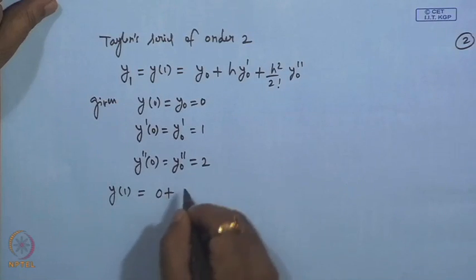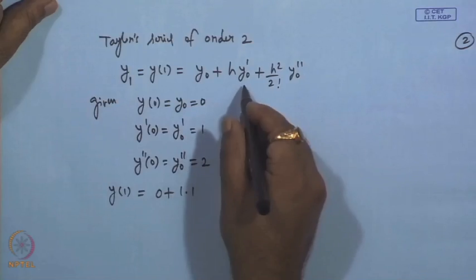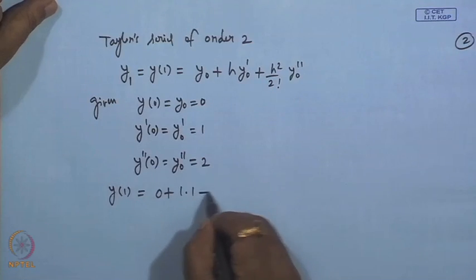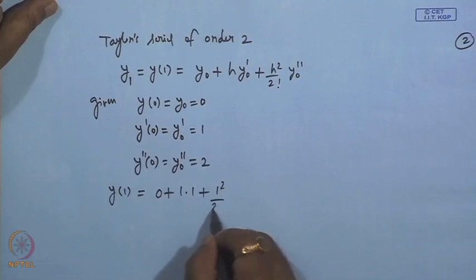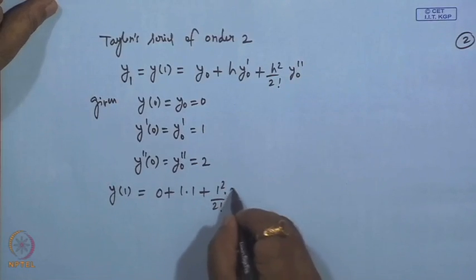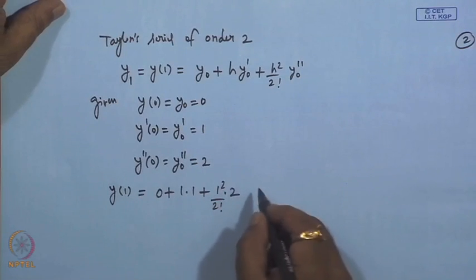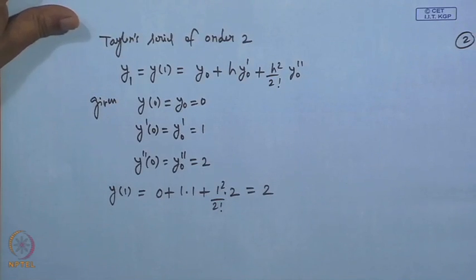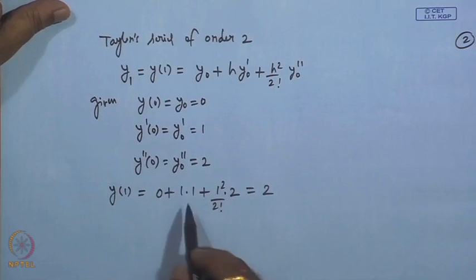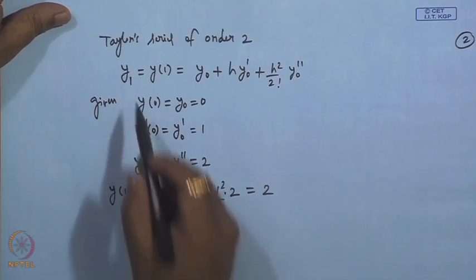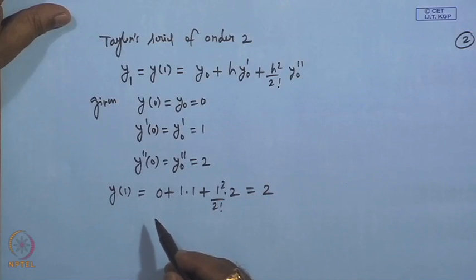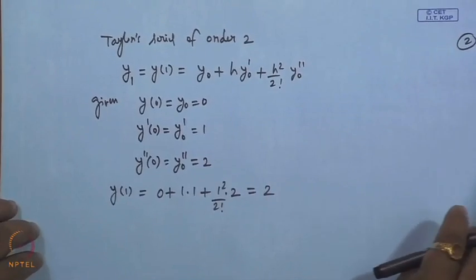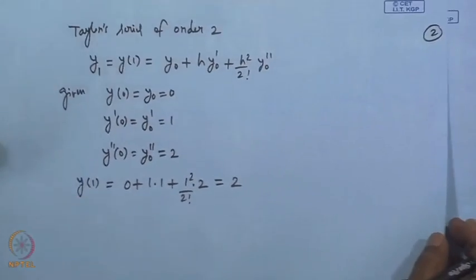So, this is 0 plus h, which is 1, times y 0 prime, which is 1, plus h square by 2 factorial times 2, so y 1 is 1 plus 1, which is 2. Now, what is next to be computed? We have computed y 1. Now we have to compute y 1 prime. How do we do it? Let us write down the Taylor series of order 2 for y 1 prime.